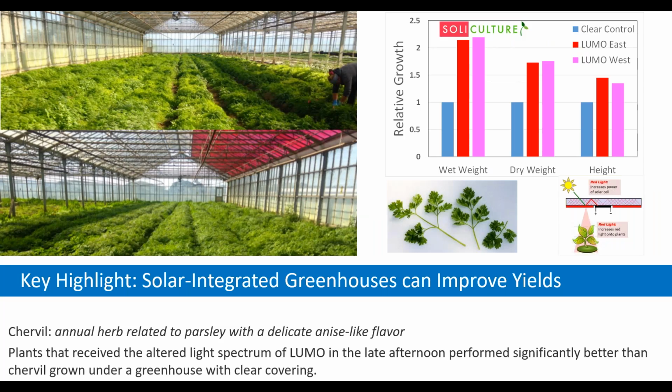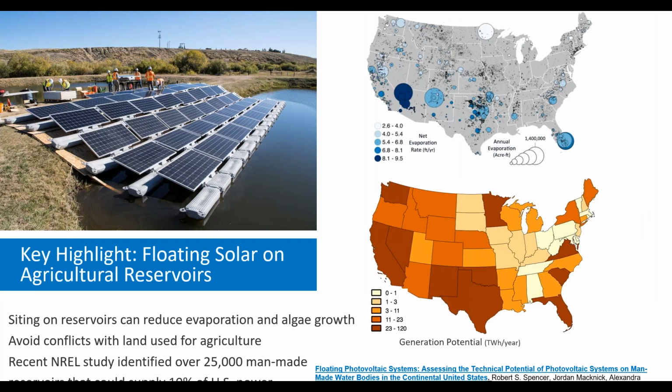We have been working on integrating solar with greenhouses to see how that could affect yields, and we've seen some promising results in terms of increased yields when we integrate solar with greenhouses. And it also has ties into floating solar, where you could see evaporation benefits from putting solar panels on agricultural reservoirs.